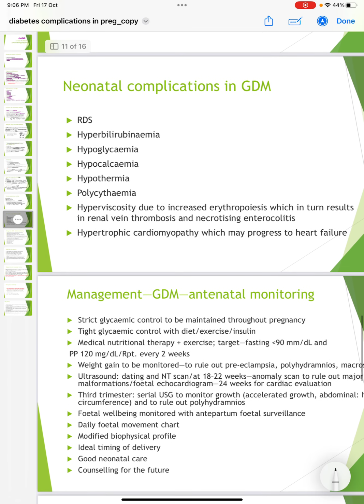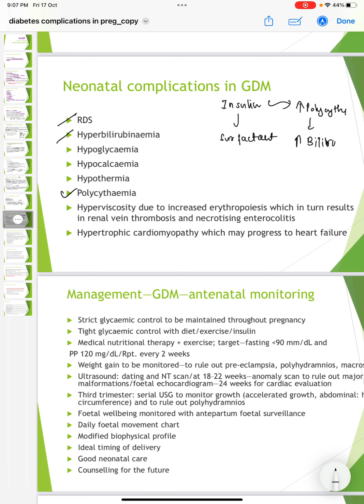Neonatal complications are respiratory distress syndrome, hyperbilirubinemia, because insulin is there. Insulin is not a friend of surfactant. Insulin will inhibit the synthesis of surfactant. So there is respiratory distress syndrome. And there is an increase in the production of RBCs. There is polycythemia. When there is polycythemia, there will be an increase in the level of bilirubin, hyperbilirubinemia.